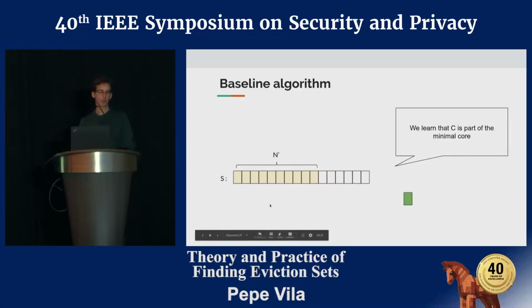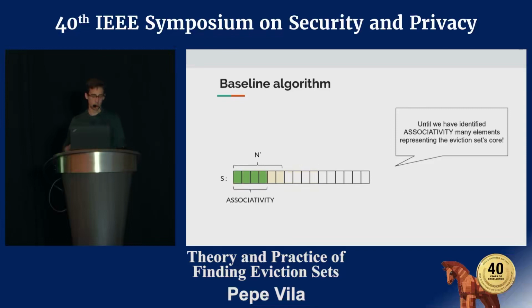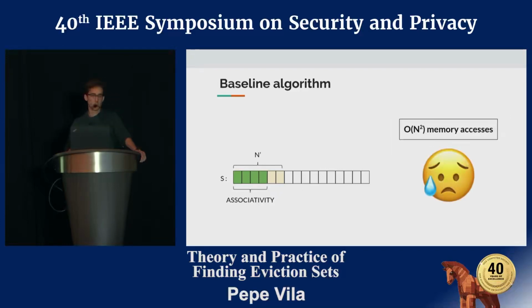So at this point, what we learn is that the picked address is part of the minimal eviction set. So we need to keep track of it, insert it again in the set, and repeat this process until we identify associativity many of the addresses that represent the eviction set minimal core. So this algorithm is nice, but the problem is that the complexity cost in number of memory accesses is quadratic in the initial size of the set. And the natural question that we ask is, okay, can we do better than this?